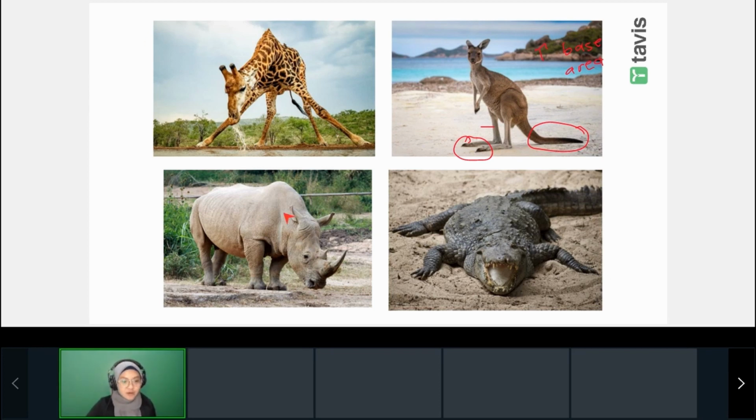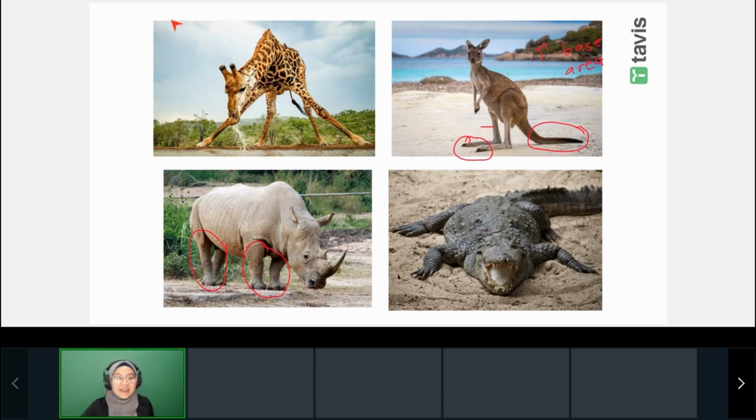How about the rhinoceros over here? What do you think about the rhinoceros? Why do bigger animals have short legs? Can you imagine a rhinoceros with very long legs like a giraffe? To support their weight. No, it's not about supporting the weight. Why does the rhinoceros have short legs? To lower the center of gravity and to increase the base area. Imagine the rhinoceros with very long legs like a giraffe. It would easily fall, okay?